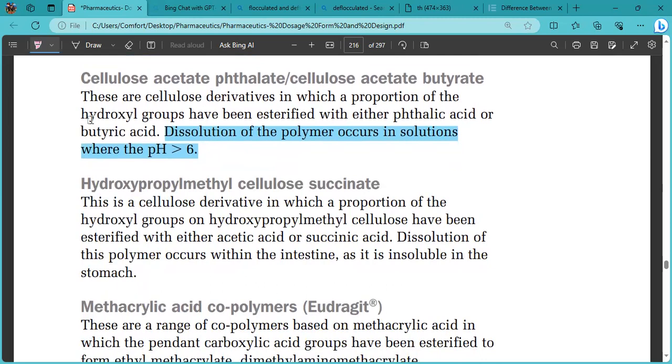Here they're giving the dissolution of this polymer, the cellulose acetate phthalate or butyrate. It dissolves at pH greater than 6.